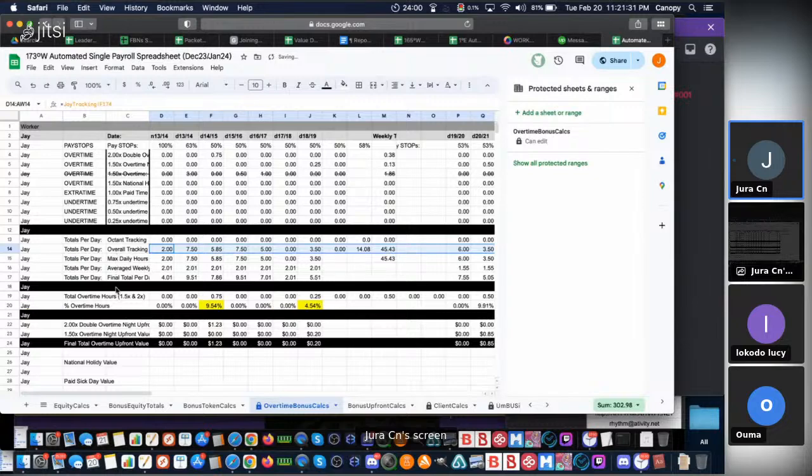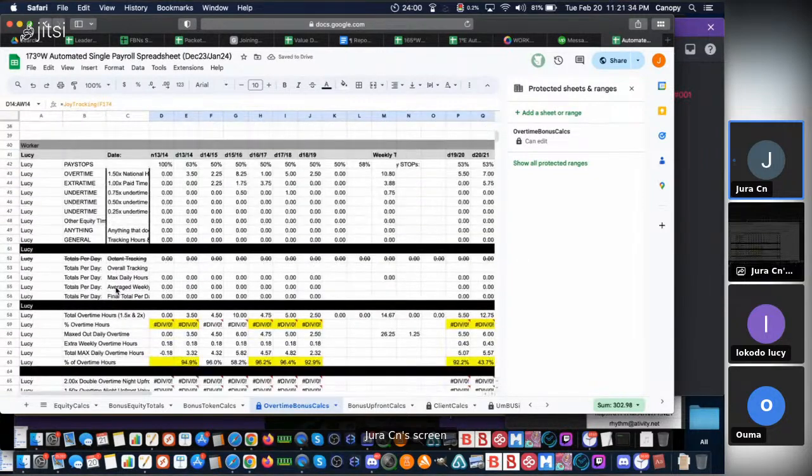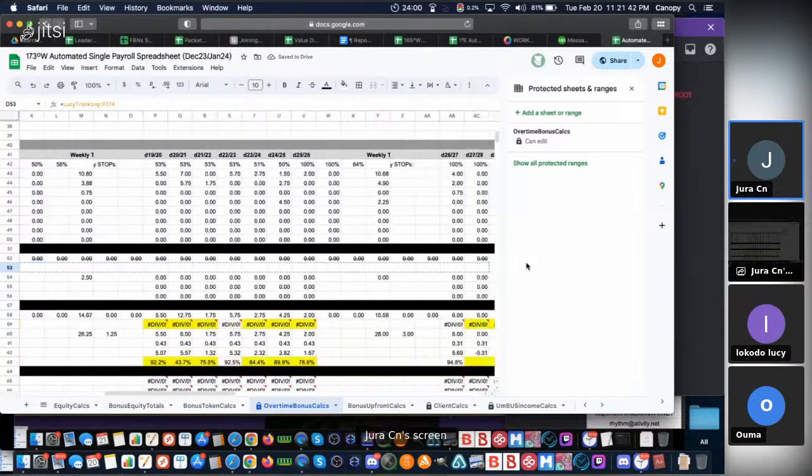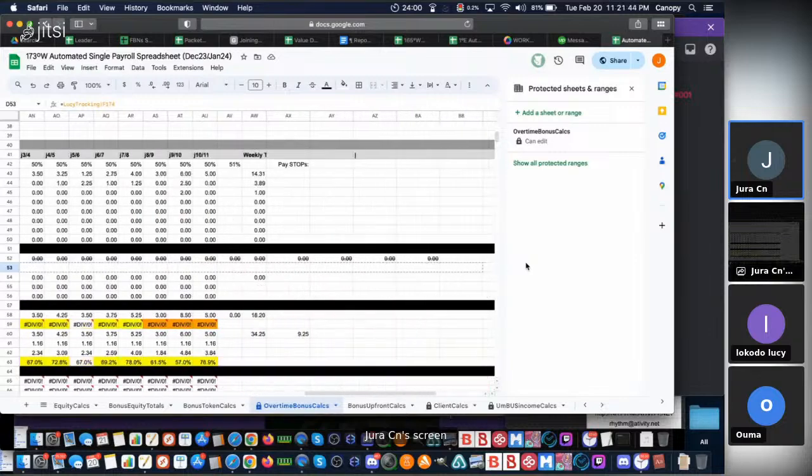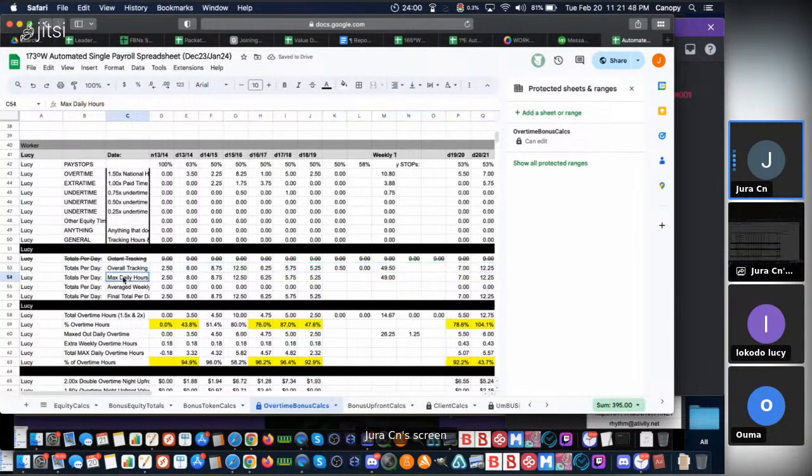All right, so that's total hours. Then I come down, do the same thing, do 174, and we're going to delete that one, and then drag it all the way across to make sure it's correct, and boom, done. All right, so then we have max daily hours. The max daily hours is not applicable, so this also can be deleted.